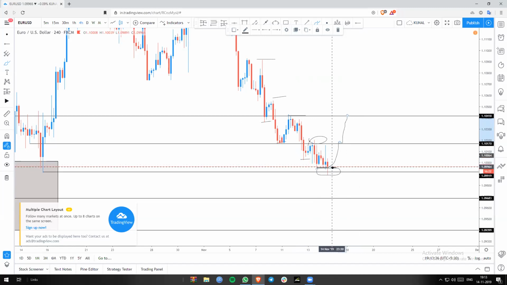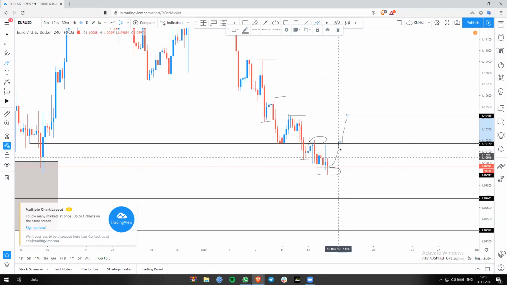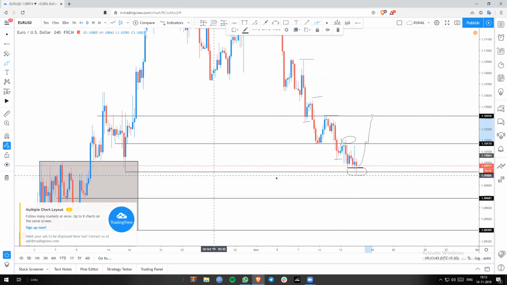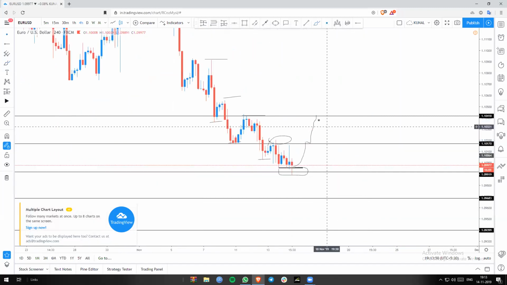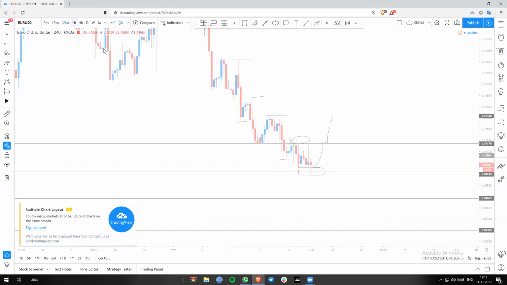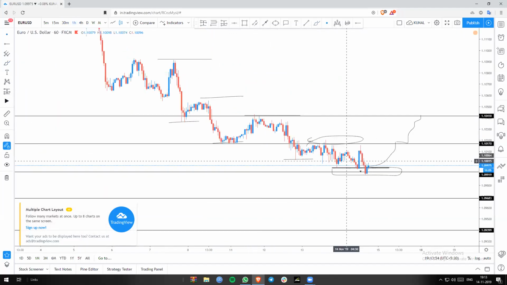So this is the thing which I'm keeping in my mind on EU, that it still has some more room to the upside if we sustain above this whole support region. So that's my anticipation on Euro USD, guys. This can happen on EU. So let's see how it behaves.